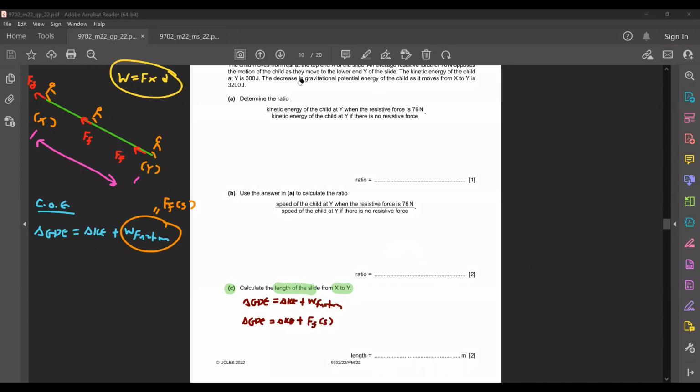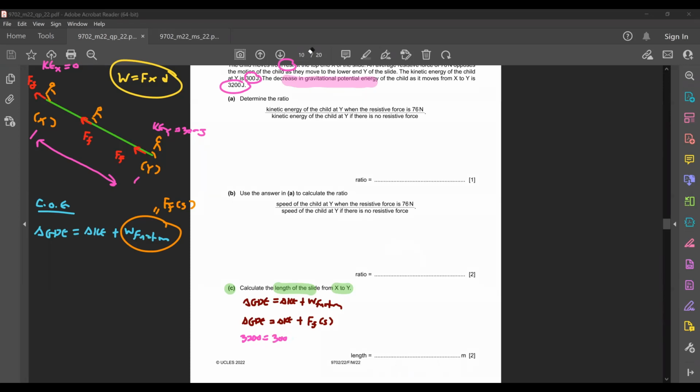Okay, so all that's left now is to sub in the relevant values. The decrease in GP was already mentioned to you as 3,200 joules from the question above here. So this one is 3,200. And then as for the increase in KE, just now we know that the child was moving from rest, and then as he reached point Y, your kinetic energy is 300 joules. So here just now we say that KE at X is 0, but KE at Y is 300 joules. So the increase in KE here is really just 300 joules.